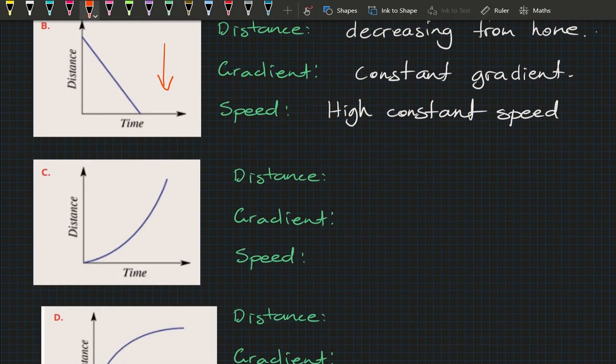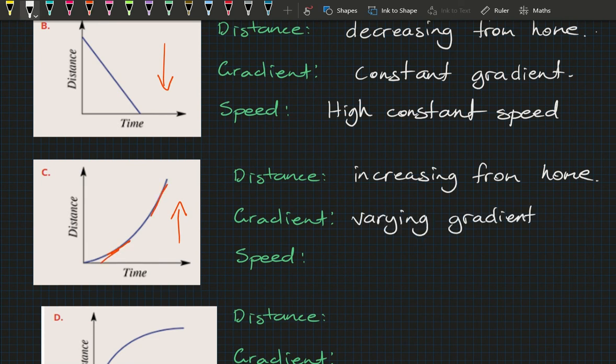So you can see that we start at home, but end up further away from home. So our distance is increasing from home. And we can see that this graph is curving. So if we were to draw a gradient here or here, we definitely have a variant gradient and it's increasing. Oh, I'm running out of space there. So if we have an increasing gradient, that means that we're accelerating. All right, let's go on to part D.